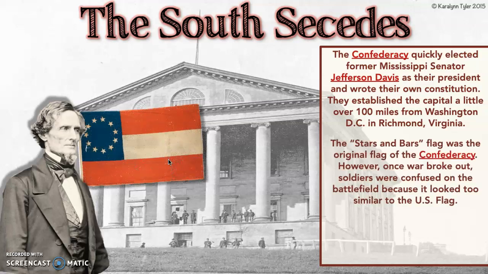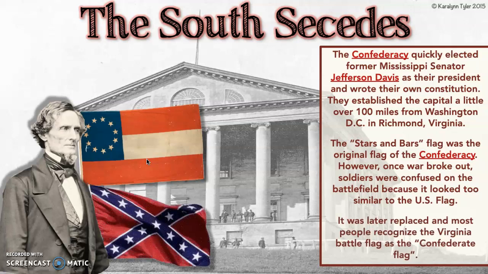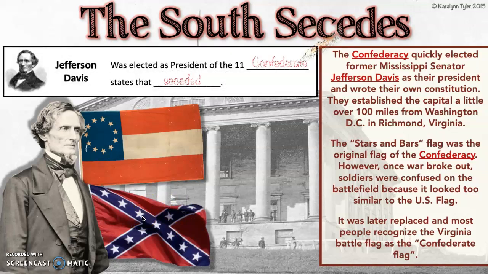The Stars and Bars flag was the original Confederate flag. However, once war broke out, it was really difficult to tell the difference between this Stars and Bars flag and the United States flag, because both had the red and white stripes and the blue field in the corner. So ultimately, they switch it out for the Virginia battle flag, and the South's Confederate flag ends up being recognizable as this Confederate flag, the one that was the Virginia battle flag. Jefferson Davis was elected president of the 11 Confederate states that seceded.